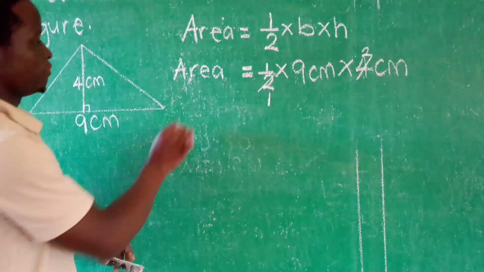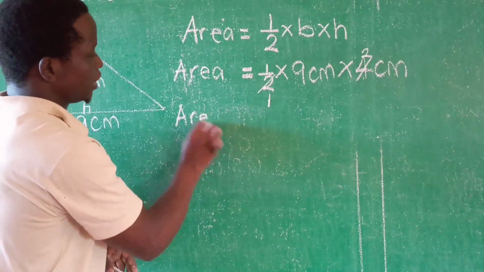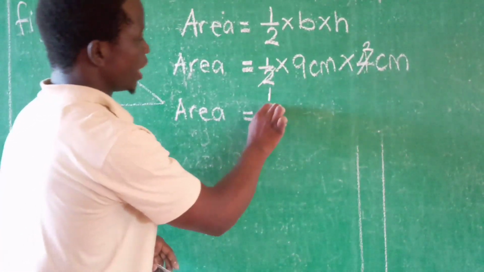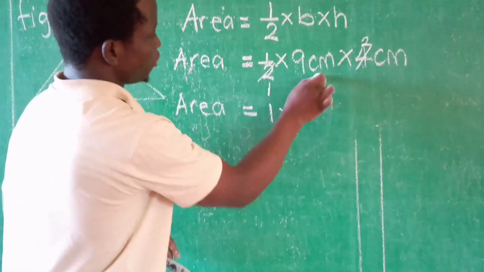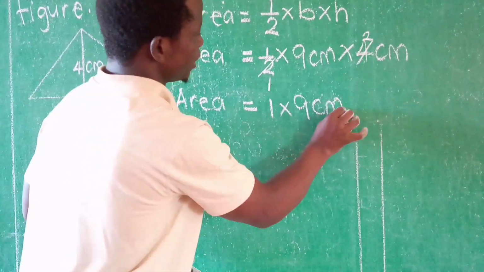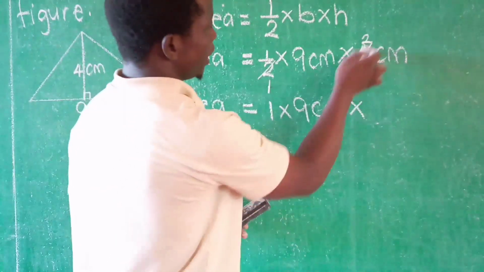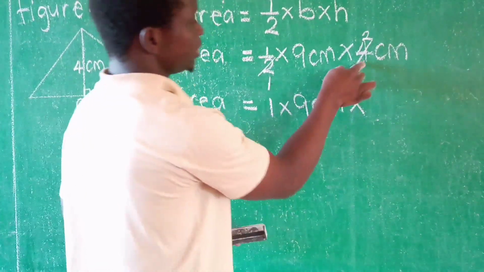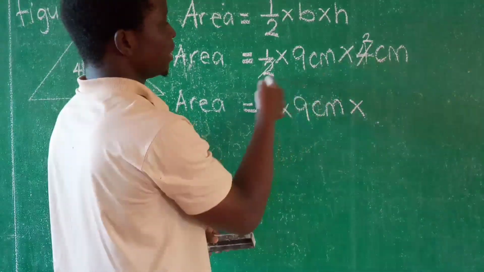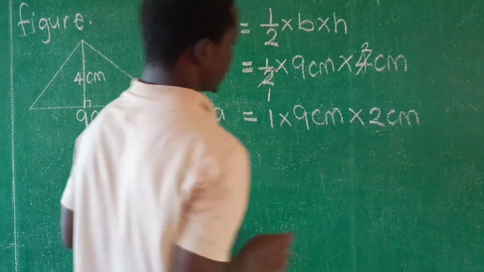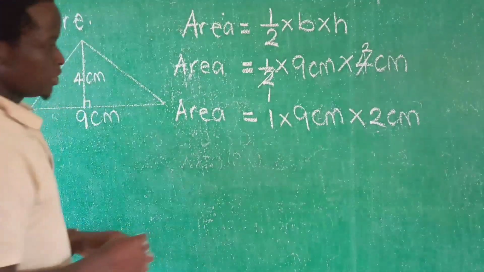Now what do we have? Our area is simply equal to, here we are left with 1 times, here we have 9 centimeters times, here we now have 2 centimeters, not 4. We divided 4 by 2 to get 2. So we have 2 centimeters. Let's get the numbers together.